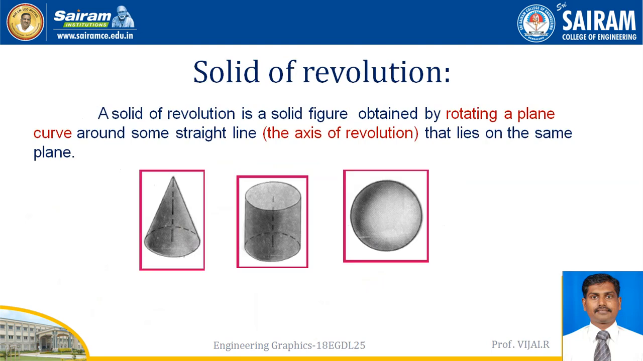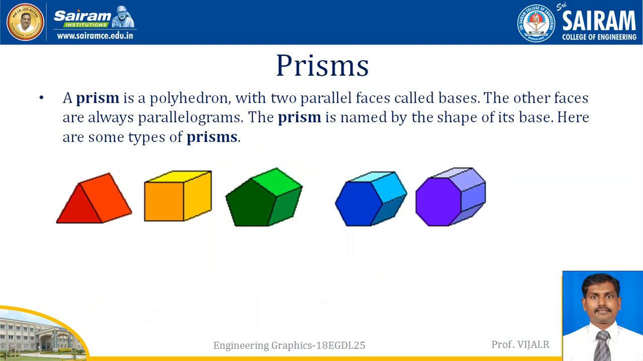For our problems, we are going to solve prisms and pyramids. Let me see what prisms and pyramids are. What do you mean by a prism? A prism is a polyhedron with two parallel faces called bases. Like this, one triangle here is one base, and at the bottom, on the back side, there is one more triangle. These two triangles are joined with the help of rectangles or square faces.